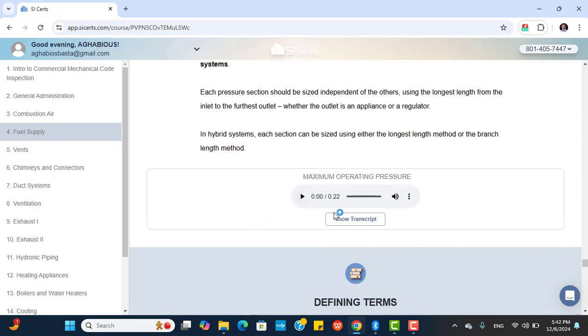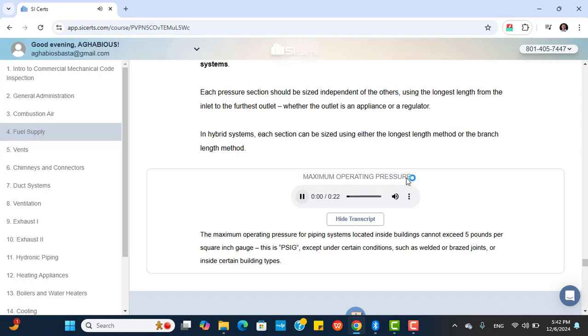Maximum operating pressure. The maximum operating pressure for piping systems located inside buildings cannot exceed 5 pounds per square inch gauge. This is PSIG. Except under certain conditions, such as welded or brazed joints, or inside certain building types.